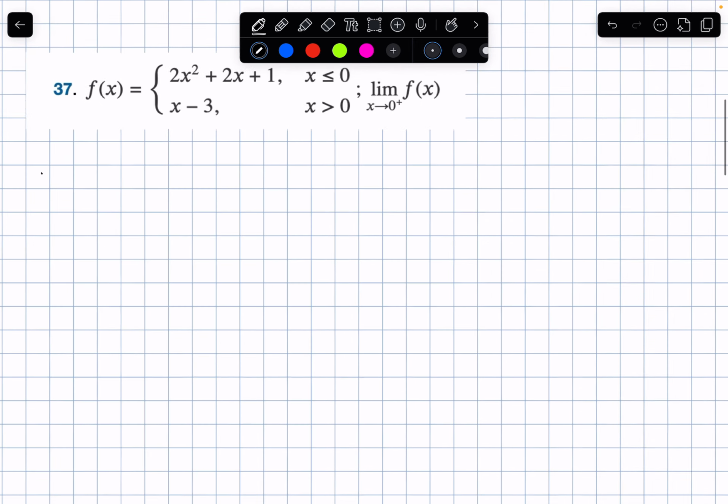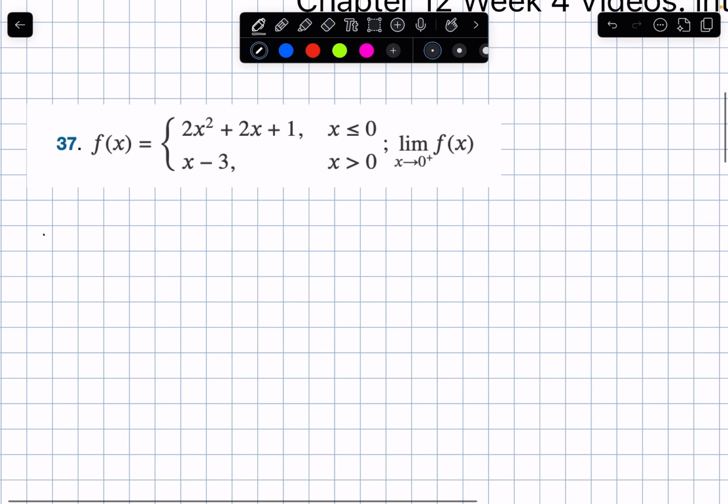To get started here, we can already recognize that we're going to solve the right-hand limit for this problem, because we see the plus sign by the 0. That indicates we're finding a right-hand limit. To figure out whether to use the first or second equation to find the limit from the right-hand side, we look at the domain restriction. The domain restriction shows that x is greater than 0. So when x is greater than 0, that's going to be our right-hand limit.